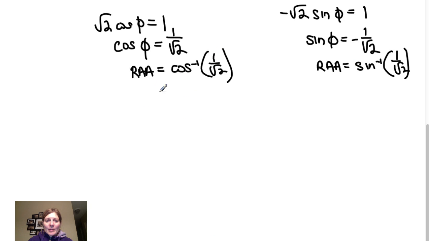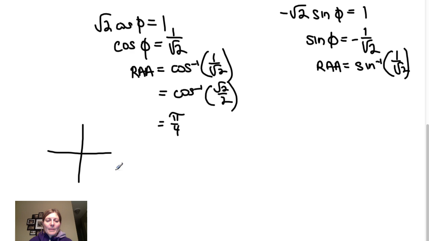1 over root 2 is the same as saying root 2 over 2, and we know that that's one of our special angles. So when is cosine equal to root 2 over 2? Well, that's when it's equal to pi on 4. So my related acute angle here is pi on 4. So let's set up our CAST rule. And if we look at the equation up here, cos phi is going to be equal to a positive value.